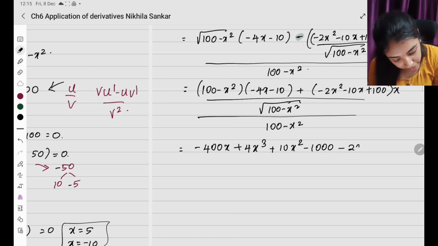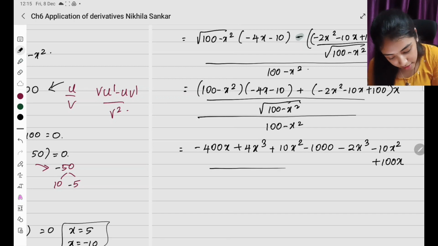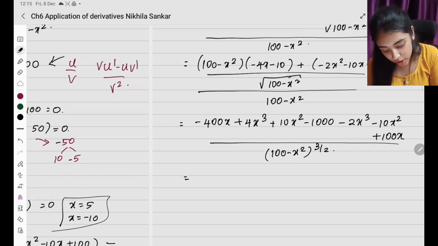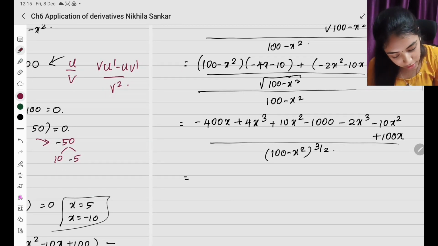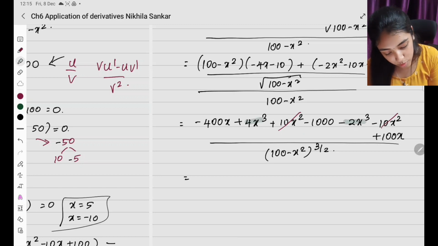This I have minus 2x cube minus 10x square plus 100x, the whole divided by, in the denominator, combining both, I have 10x square to the power 3 divided by 2. So what all gets cancelled? I have 10x square gets cancelled. In that I have a 4x cube minus 2x cube.